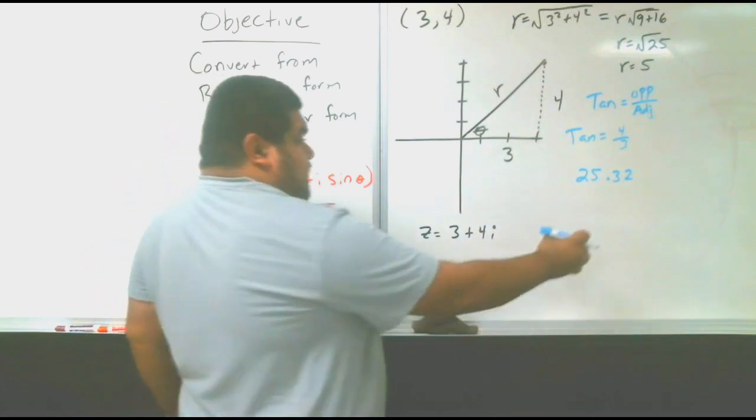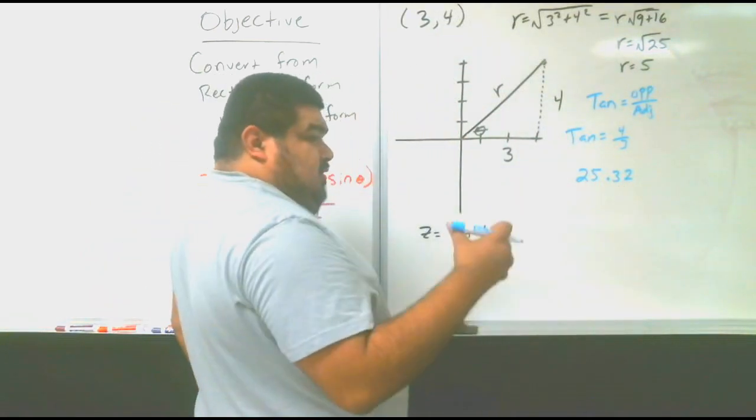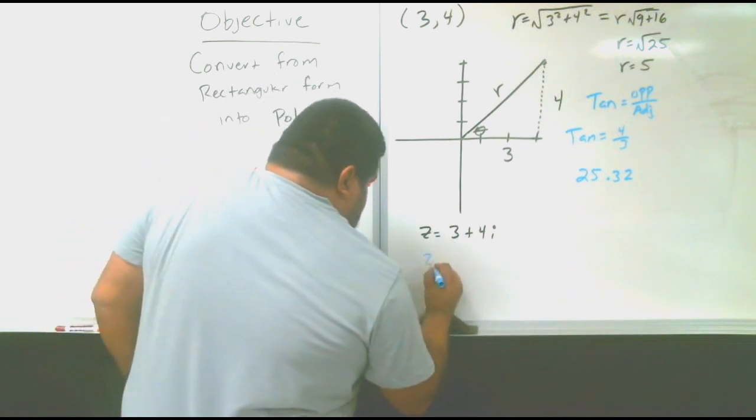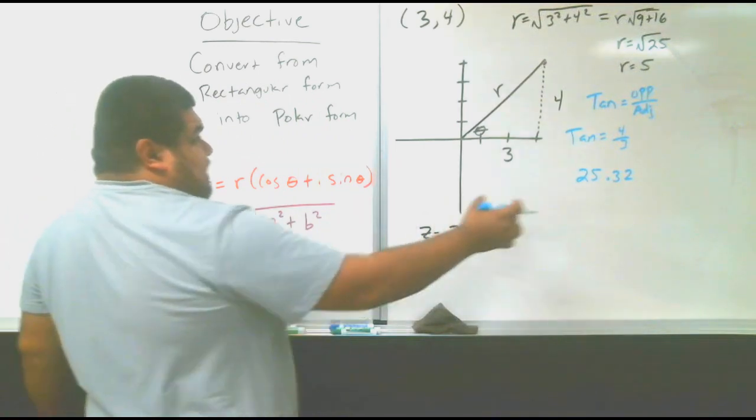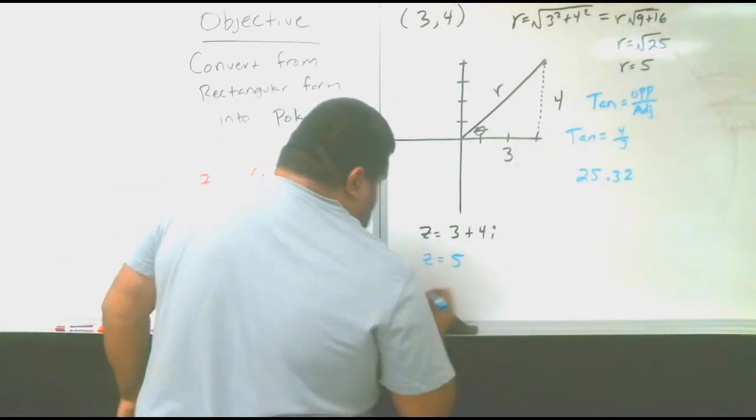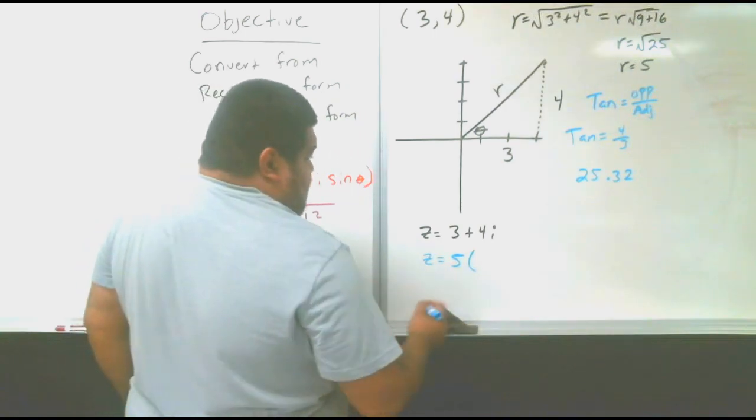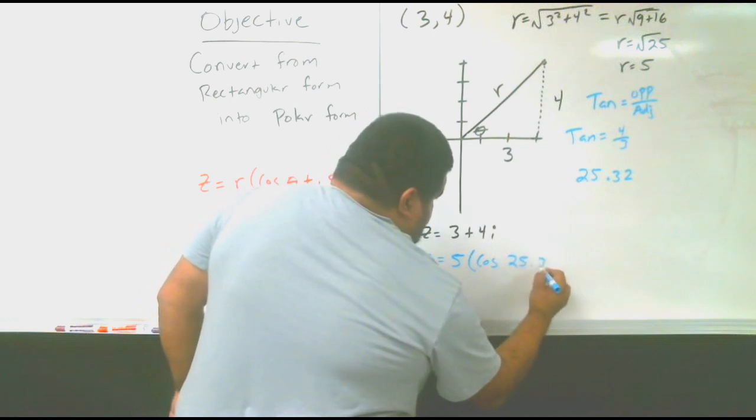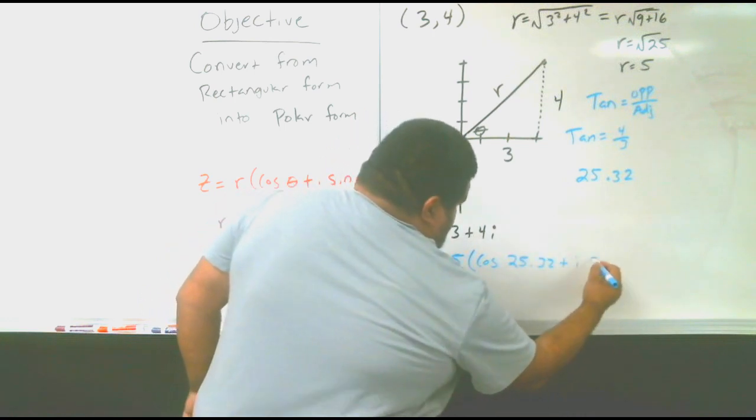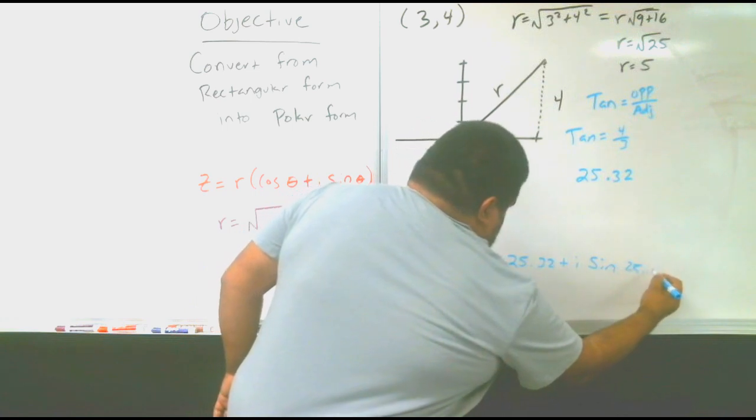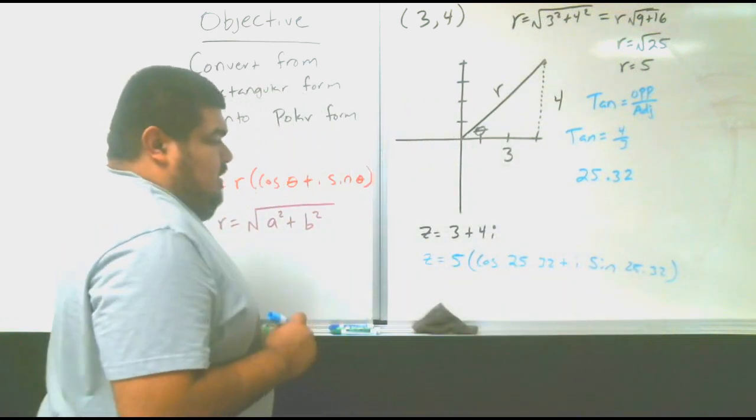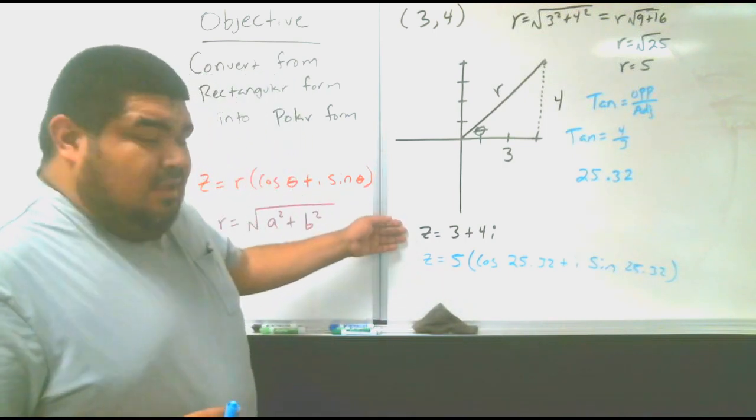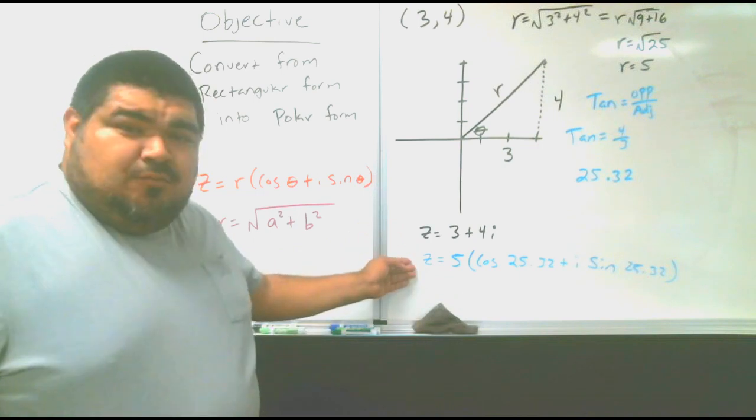This is the number for cosine, and it's also the number for sine. So we're going to go from this to z equals r, which in this case is 5, parentheses, cosine of theta, which is 25.32, plus i sine of 25.32. And that is it. We converted from rectangular form to polar form.